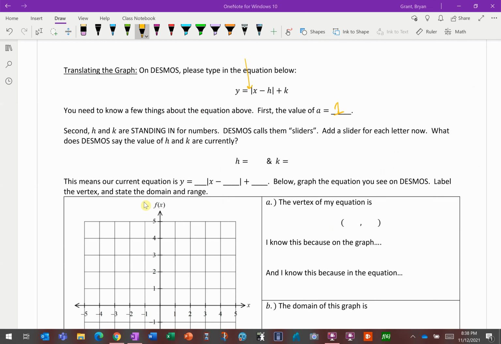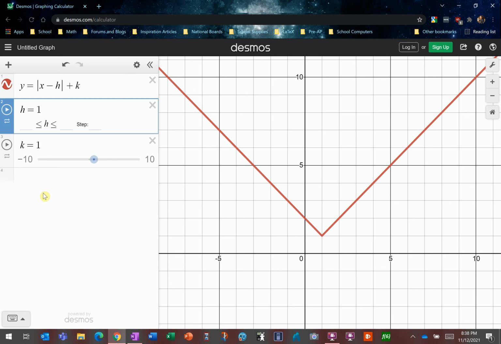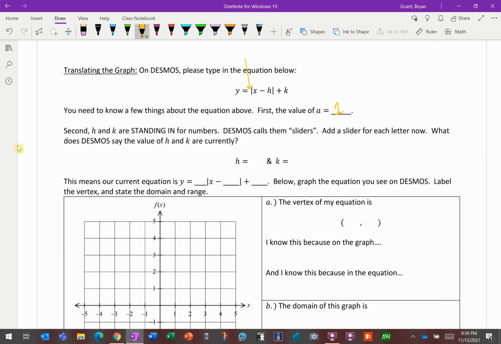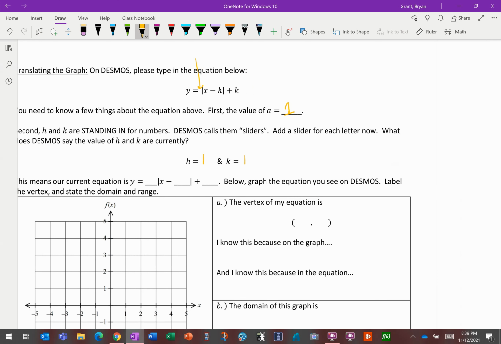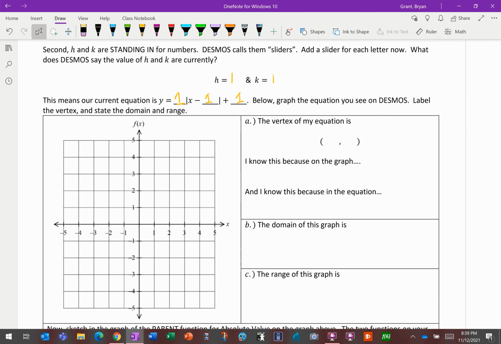Okay, so what are they asking us to do? What does Desmos say the value of h and k are currently? Well, if we take a look, doesn't it say that h equals 1 right here, and k also equals 1? So h equals 1 and k equals 1. That means our current equation has that invisible 1 hiding, h is 1 and k is 1. That is not our parent function. But let's go ahead and quickly graph that based on the graph we see on Desmos.